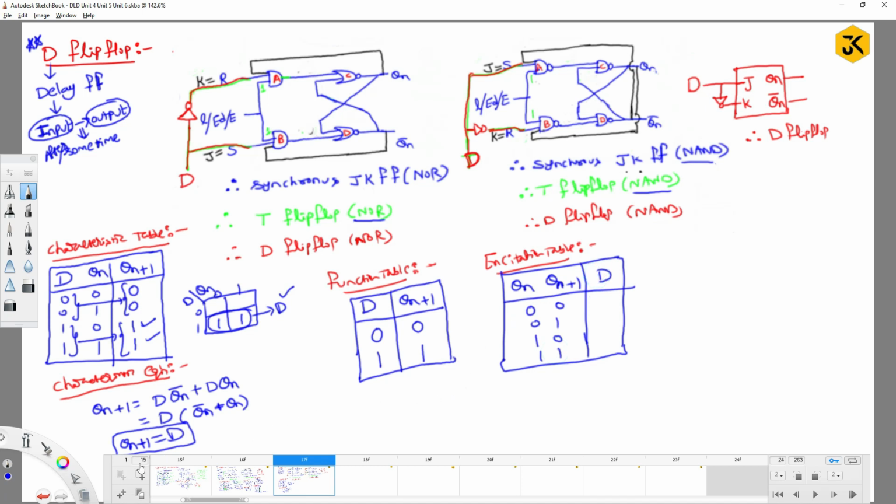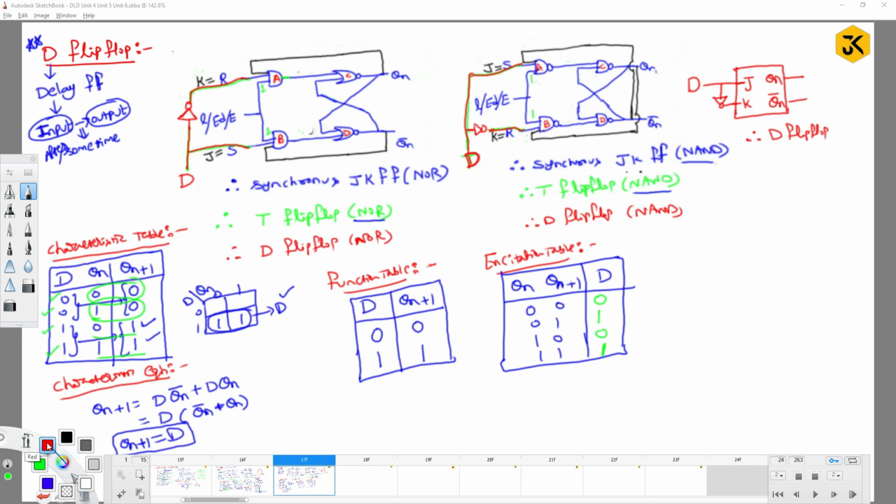So you can observe, right? If I have 0 0, your D is going to be 0. If I have 0 1, your D is going to be 1. If I have 1 0, your D is going to be 0. If I have 1 1, your D is going to be 1. So this is the respective excitation table.